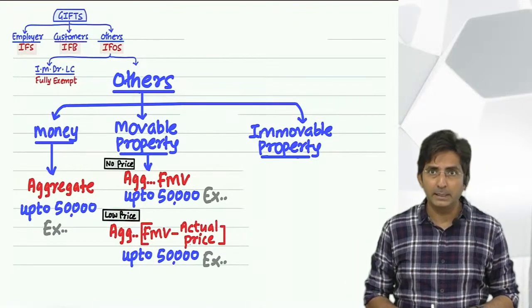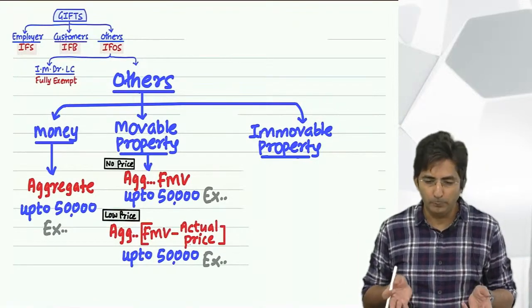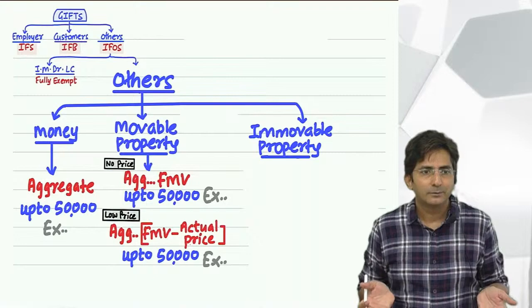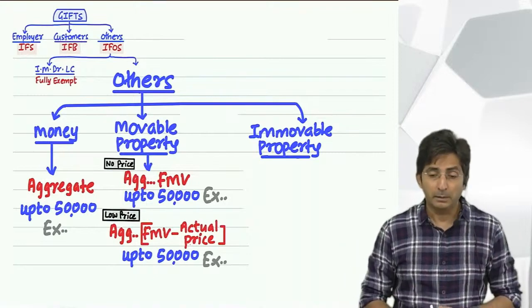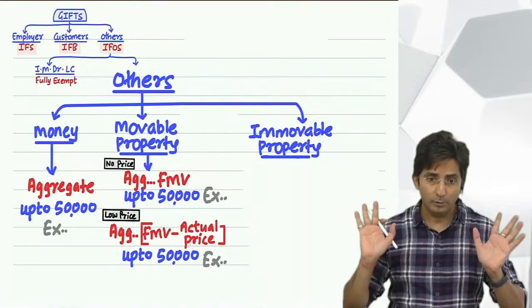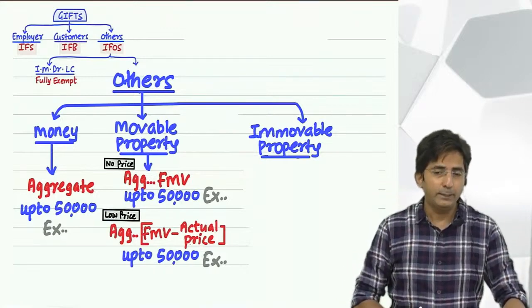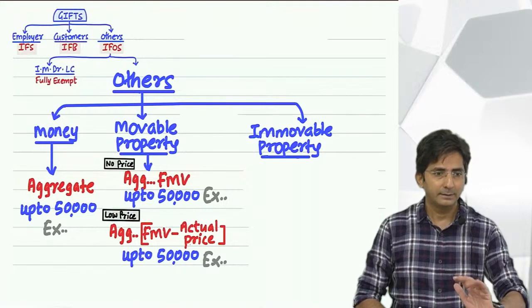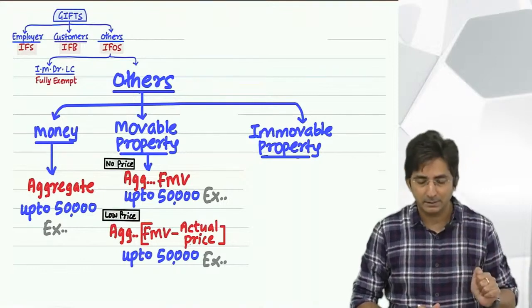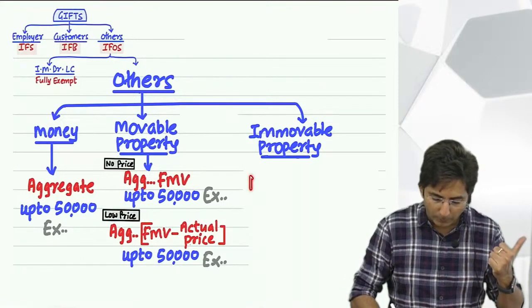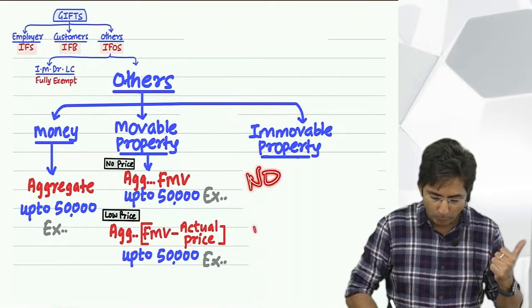Okay. So imagine my friend gave me a bungalow free of cost. So I have to see if it is above 50,000, it will be above 50,000. So it will be taxable. But if I get a bungalow whose value is 5 crores, and if I get it at a lower price, then it becomes a low price transaction. So see, here also there is no price and low price.